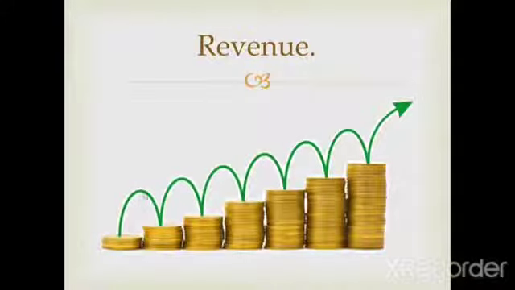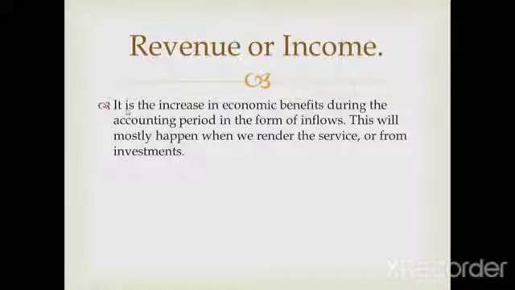Yes. So in this picture, I wanted to show you, this is the main aim for any business. So what is this aim? To generate more and more revenue, years and years after. Okay. So again, the definition: it is the increase in the economic benefits. See, what we are trying to do in this session is define all those terms in terms of economic benefits. So it is the increase in the economic benefits during the accounting period in the form of inflows. Inflows. What are outflows? Yes, the expenses part are the outflows, but inflows is the revenue part. This will mostly happen when we render the service or from the investment. How will it happen? The revenue generation in a business will happen when we render the service, or maybe the goods, or from the investment part.